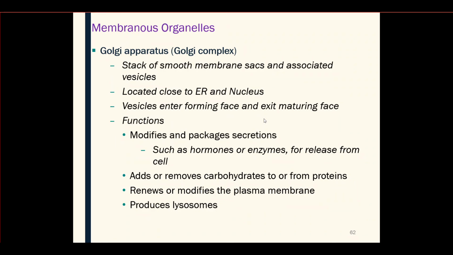So the Golgi apparatus does a couple important things for us. Number one, whatever it receives from the endoplasmic reticulum, it may modify and repackage these secretions. So things like hormones, enzymes, right? They're going to be repackaged and modified in the Golgi apparatus. It may also modify the proteins that are coming in. It may add a carbohydrate. It may take carbohydrates away, but it's going to remodify or modify the proteins. And then we're also going to see, and I'll show you this in a minute, it produces lysosomes and it helps to fix plasma membranes that have been damaged.